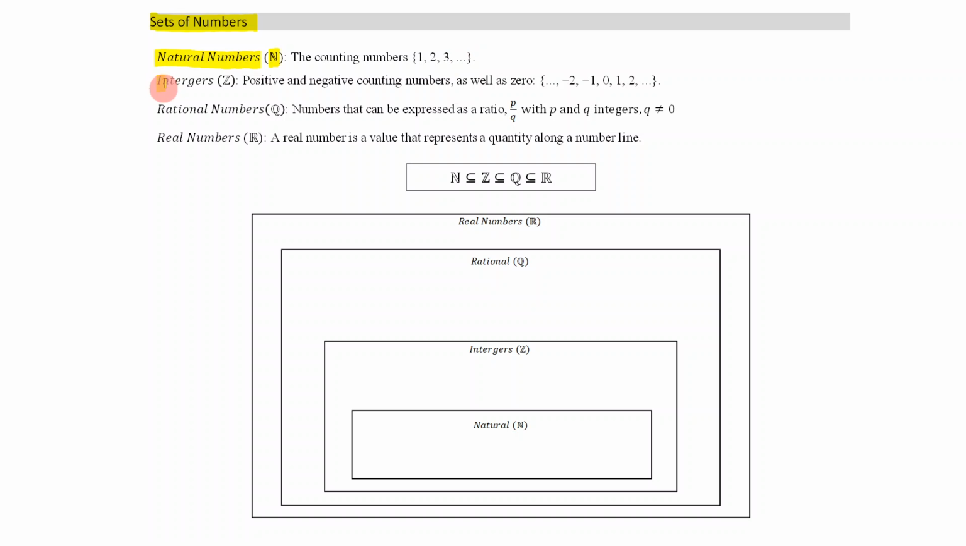The next are your integers, which is denoted with a fancy Z. These are positive and negative counting numbers as well as 0. So positive and negative counting numbers as well as 0.